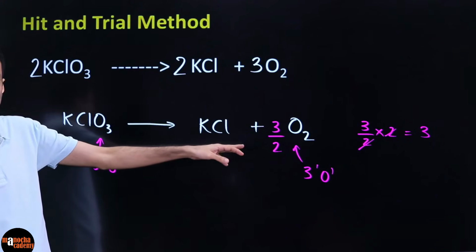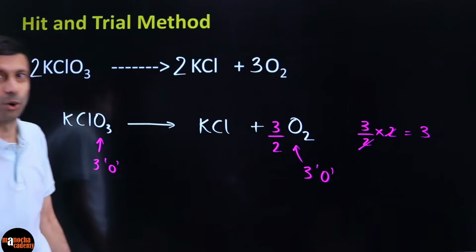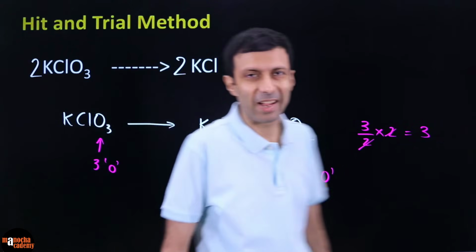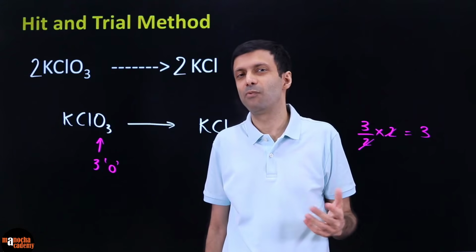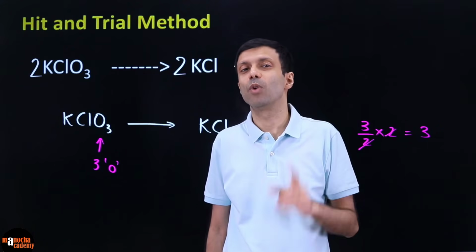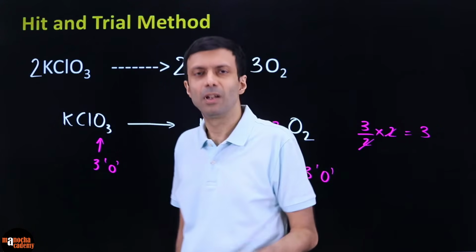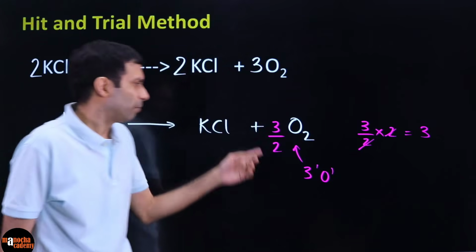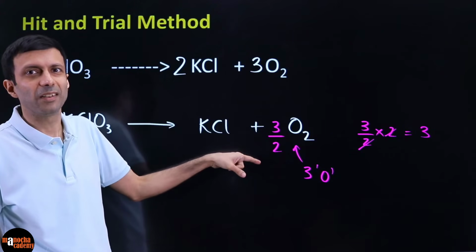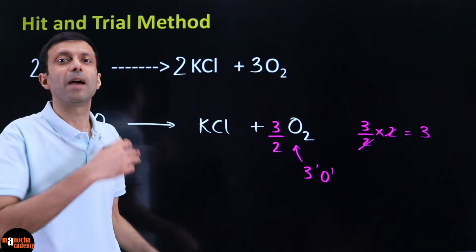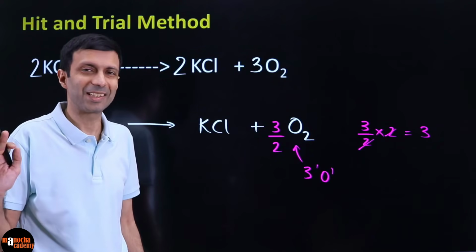But are we allowed to leave fractions? No. So the chemistry teachers will get really angry if you leave the final answer as having fractions. So what do you need to do? Get rid of the fraction. How do you get rid of the fraction? Because the problem is there's a denominator. How do you get rid of the denominator? By multiplying out so that the denominator gets cancelled.